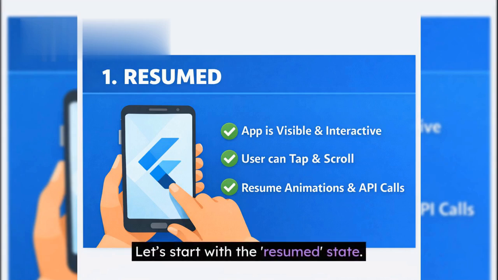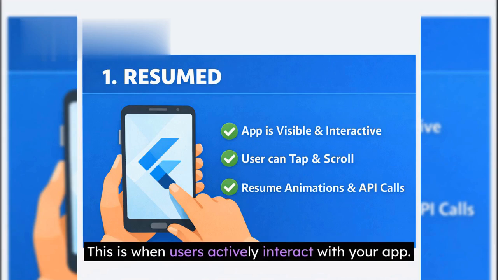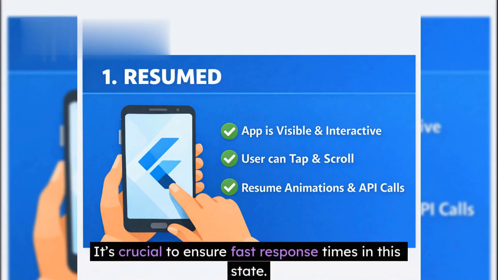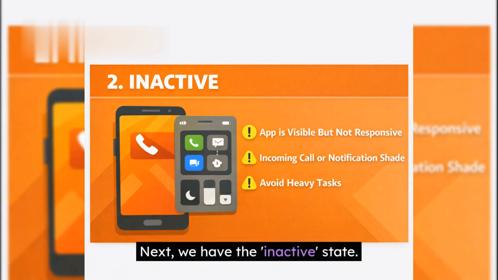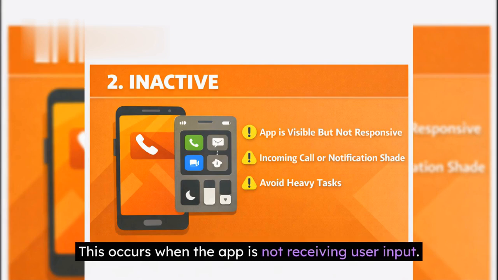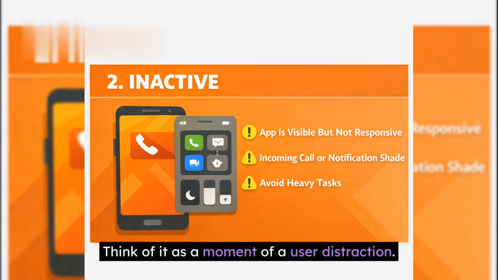Let's start with the resumed state. This is when users actively interact with your app. It's crucial to ensure fast response times in this state. Next, we have the inactive state. This occurs when the app is not receiving user input. Think of it as a moment of user distraction.